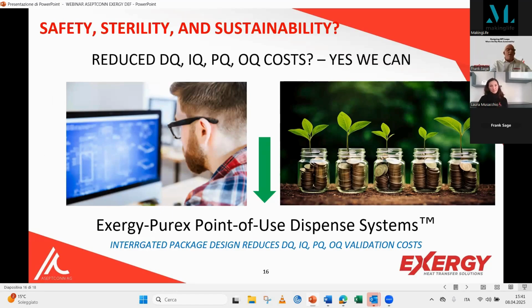So in the consideration of this most critical of utilities and its distribution and dispense, which is the location of all of the hazards of safety, of sterility, and of sustainability, this is where we've been very effective in working with our partners to reduce this.